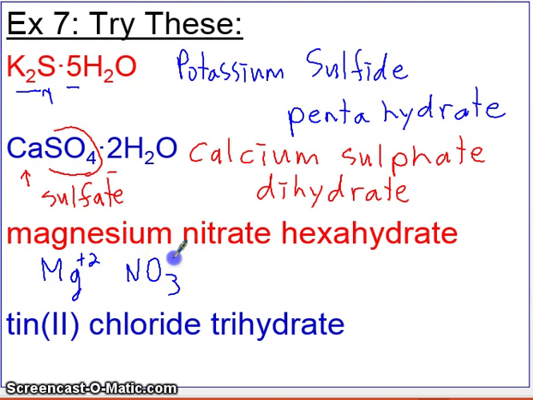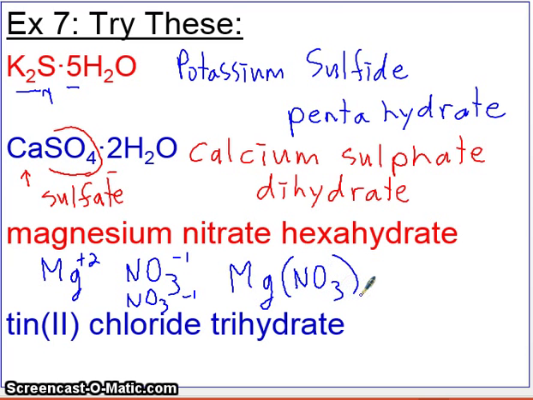Nitrate is a polyatomic ion with a -1 charge. So because you have nitrates -1, you need 2 nitrates. We'll need another nitrate with a -1 charge. So my formula would look like this. Mg(NO3)2. And then I have hexahydrate. So I will need 6 waters. So we'll put dot 6 H2O. Simple as that. Let's do the last one.